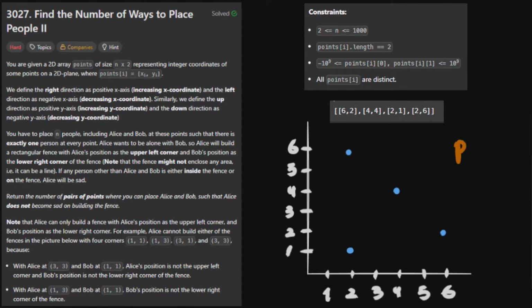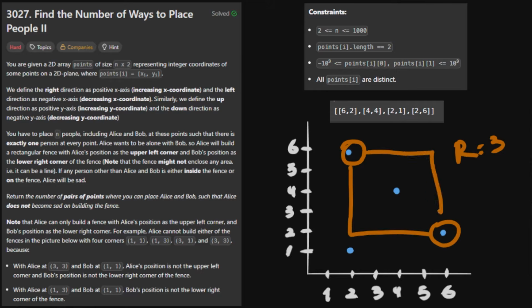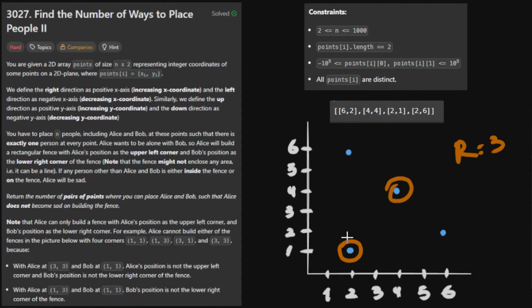So we return 3. Now, if we consider these and these points, for example, this is not a valid pair because we have one point here in the middle. If we consider this and these points, for example, this is not a valid pair because this is not in the top left corner of the rectangle.